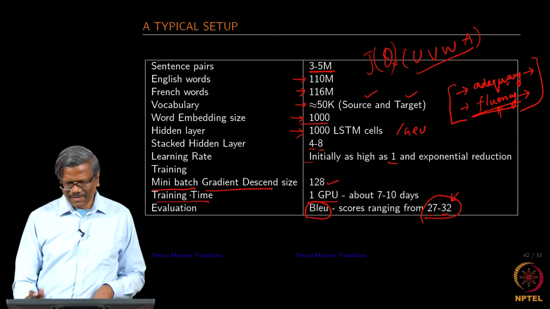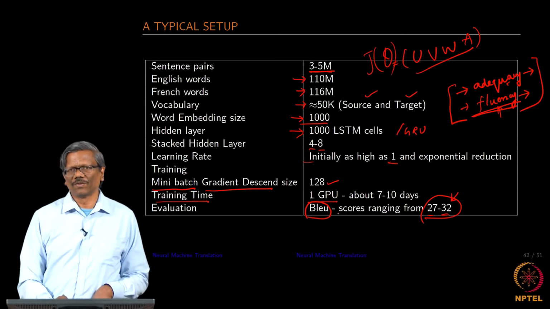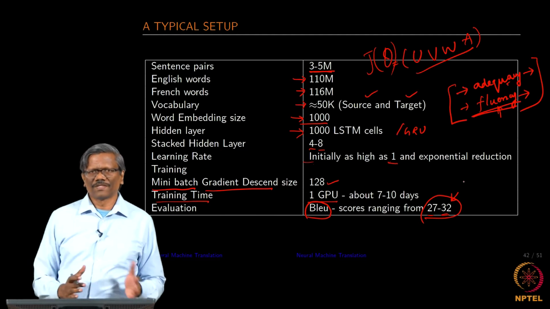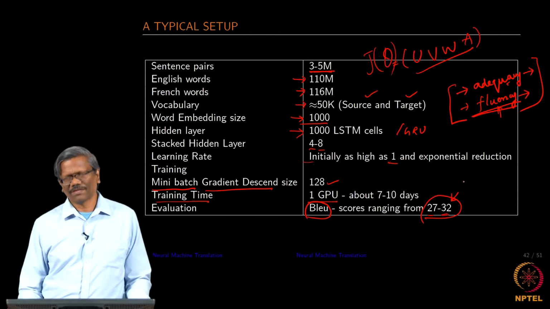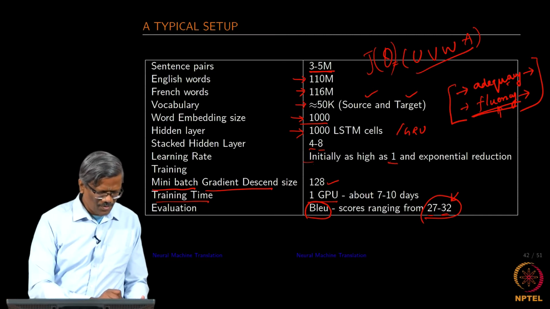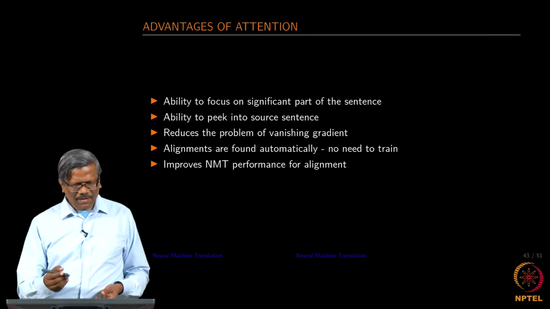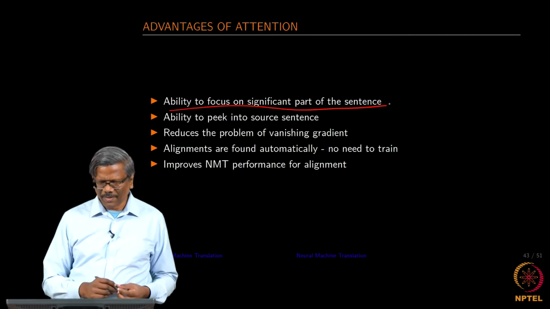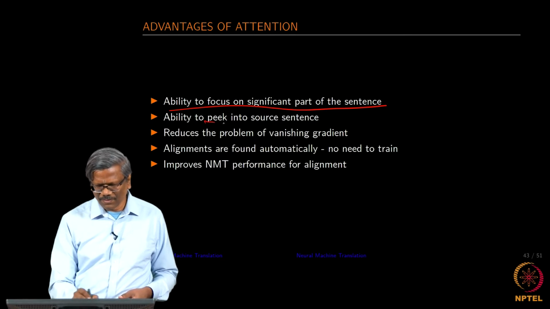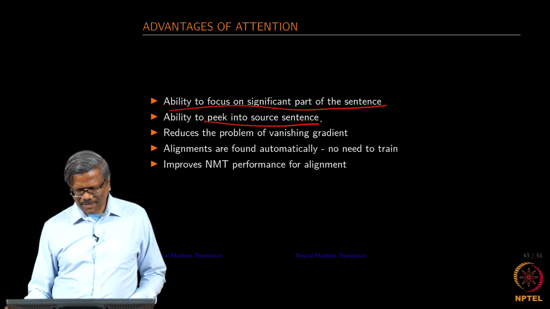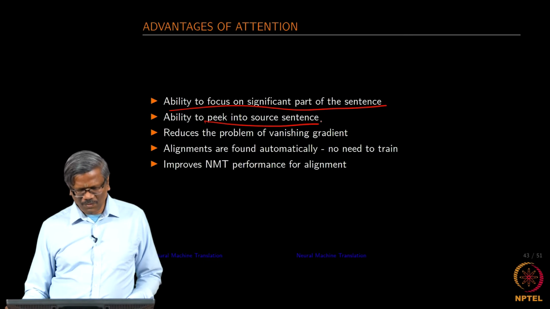And we require really good machines to do the translation. Okay, so we have a good set of GPUs in the machine. That's very good to start the translation process using neural networks. So what are the advantages? I think we saw all of this. So, the ability to focus on the significant part of the sentence, the ability to peek into the source sentence, to really align the target words or phrases to these source sentences.